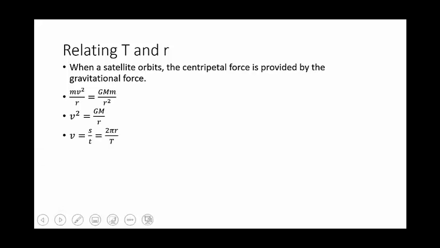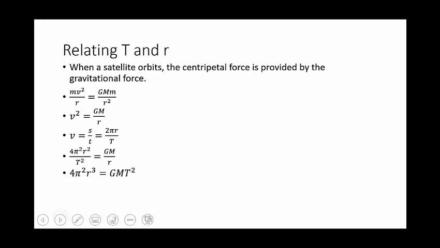And then we're going to want to substitute in for v. So velocity is displacement divided by time. The displacement, if you're moving in a circle, is 2 pi r, and the time taken is the period of oscillation. So if we substitute all that into the v squared, we get 4 pi squared r squared over T squared is equal to GM on r. We can then rearrange that a little bit to get 4 pi squared r cubed is equal to GM T squared.